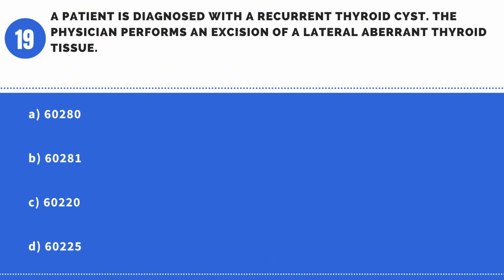Question 19. A patient is diagnosed with a recurrent thyroid cyst. The physician performs an excision of a lateral aberrant thyroid tissue. A.